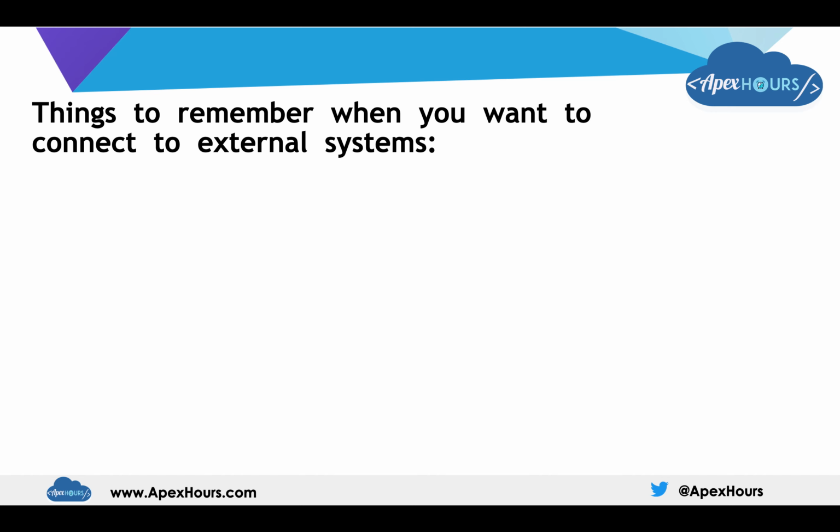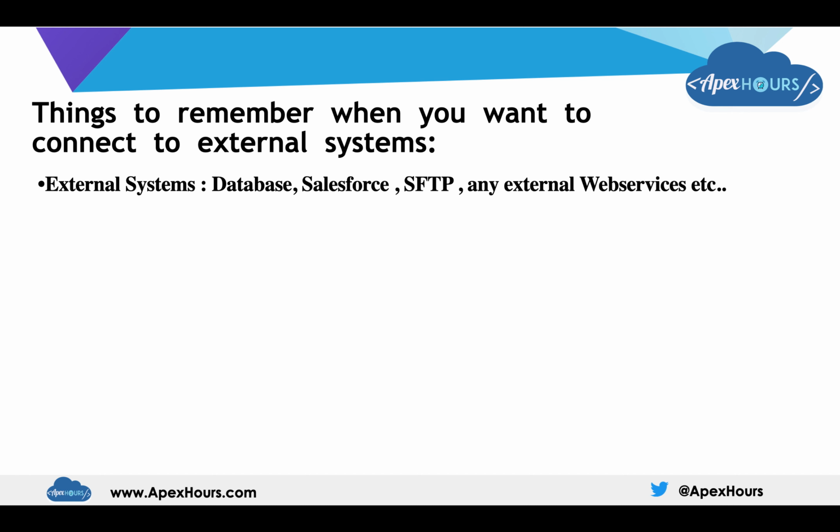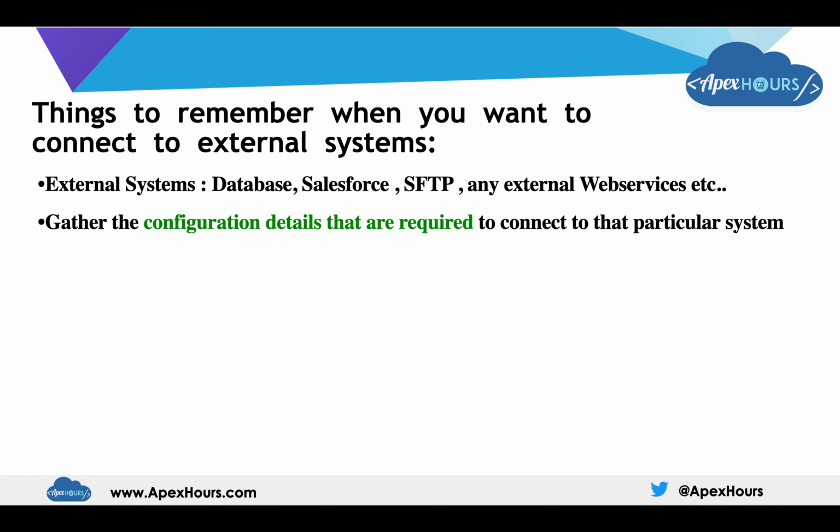The exchange of information can take place from database to database, database to Salesforce, Salesforce to some other system like AWS. These are all external systems. External systems can be a database, Salesforce, SFTP, or any external web services, which means APIs, etc. So whenever you hear the term external system, that means it is a different system apart from your API.